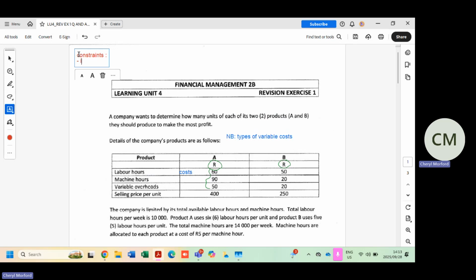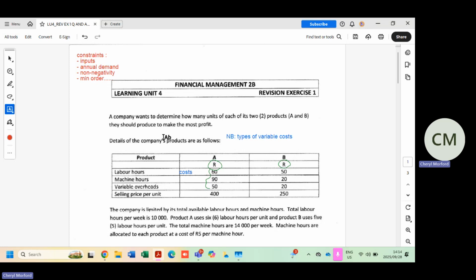So the first one is the obvious one. It's for your inputs. Then there could be another one for annual demand. There's always what we call the non-negativity constraints. And there could be others. Maybe if there's a minimum special order. So depending on what the question has, you will either include a constraint for it or not.